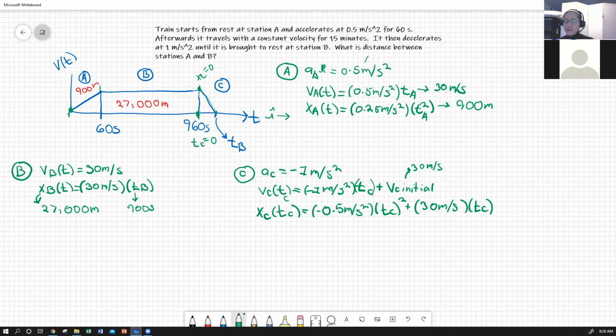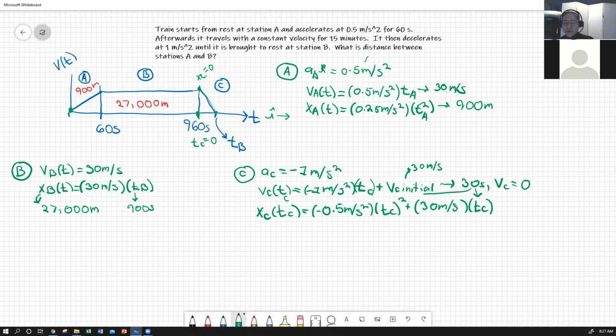So if you're looking at the chat, Joseph made a comment that at 30 seconds, the velocity is 0. And that's what we're concerned with. We want the train to stop at the station. So we go back to our velocity expression and ask, when is the velocity 0? Well, it's 0 at 30 seconds.